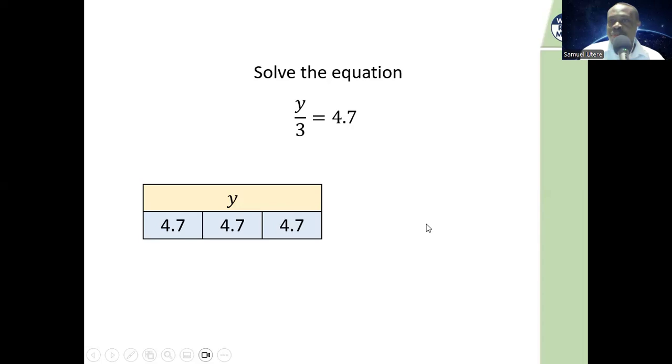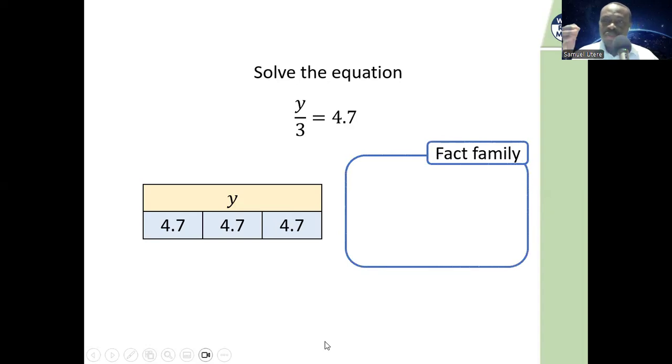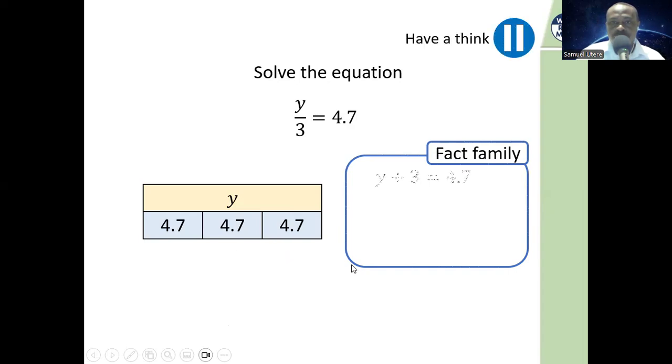So what are some of the facts we can write about this? The first fact is the question we're given. I want you to pause and think about some of the facts, the fact family, you can write about this bar model. The first one is this one. You write it out: y divided by 3 is equal to 4.7.